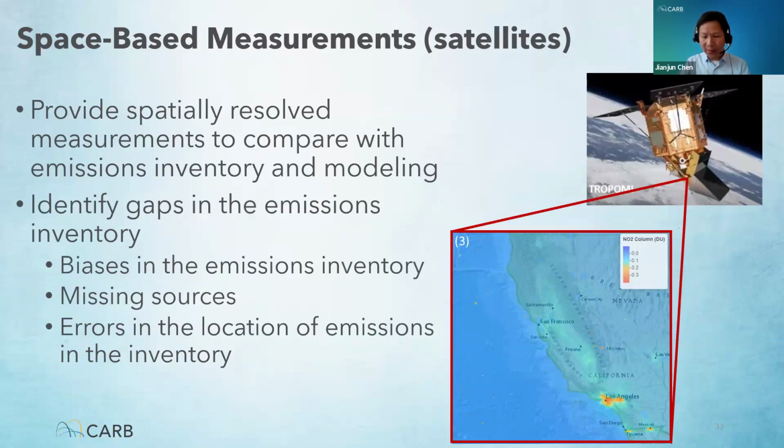Space-based remote sensing measurements from satellites are capable of providing spatially resolved measurements that can be compared to the emission inventory and air quality modeling output. Due to their broad spatial coverage, satellites can help identify bias in the emission inventory, locate missing sources, and detect errors in the locations of emission sources. So the plot on the right shows an example of NO2 measurements by a satellite. Next slide, please.